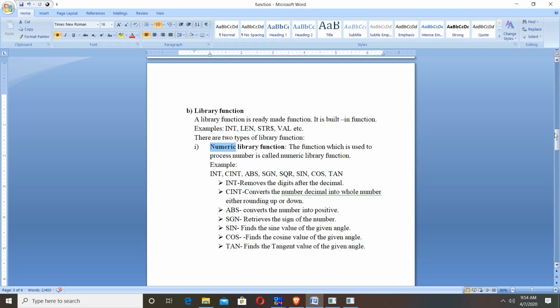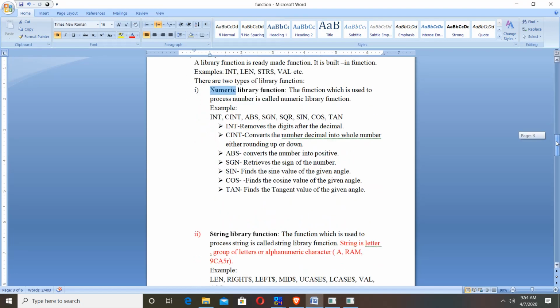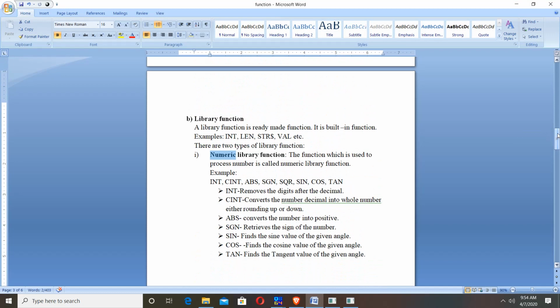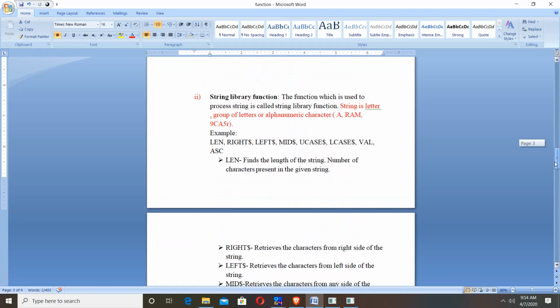So this is all about numeric library functions. In the case of numeric library functions, we discussed int, cint, similarly abs, sgn, and the different sine, cos, and tan functions. And remember, numeric library functions process numbers. Now the next one is string library functions.